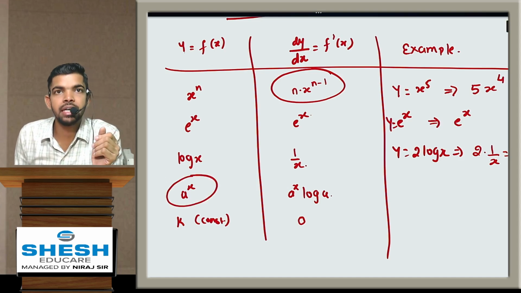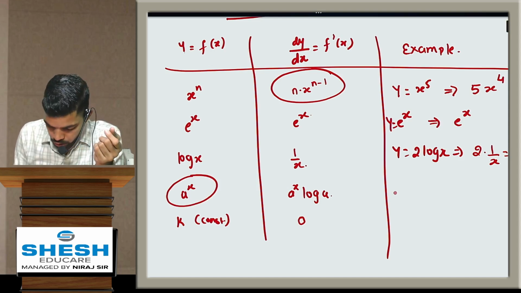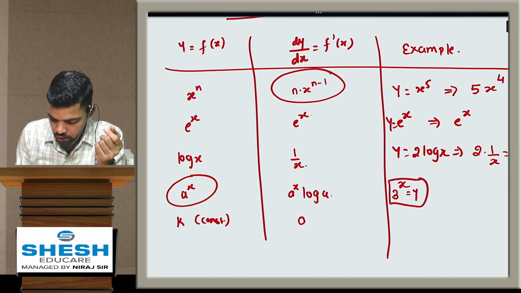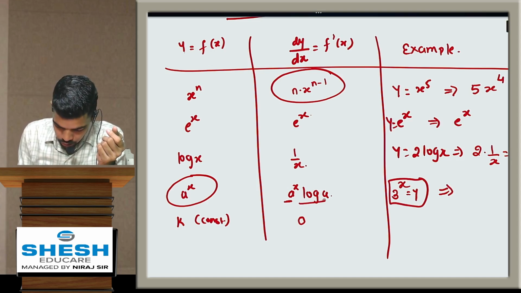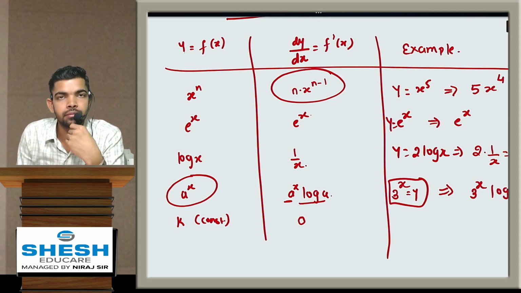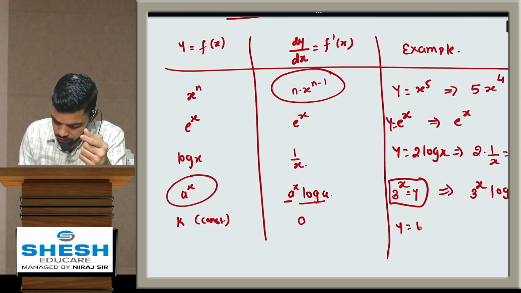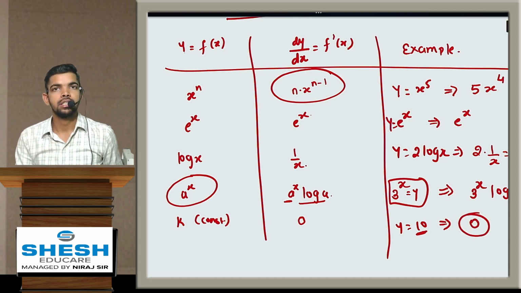Then we have a raised to x, where a is any number. So suppose y is 3 raised to x. So its derivative will be a raised to x into log a. So a is 3, so 3 raised to x into log 3. Next, what will be derivative of 10? It will be 0. 10 is constant and derivative of constant is 0.